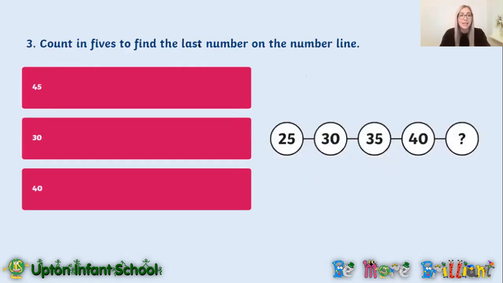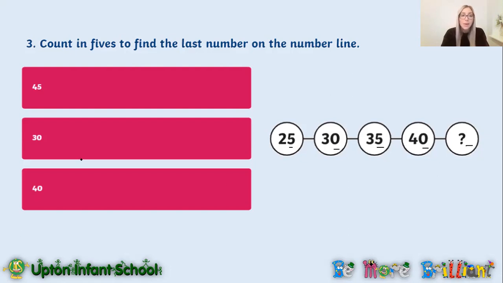Okay, this one says, count in 5s to find the last number on the number line. Okay, we've done lots of these recently, haven't we? So we're finding the missing number. Let's have a go at counting. 25, 30, 35, 40, blank. Okay, I know the pattern. So there is 5, 0, 5, 0. So this one must be 5.